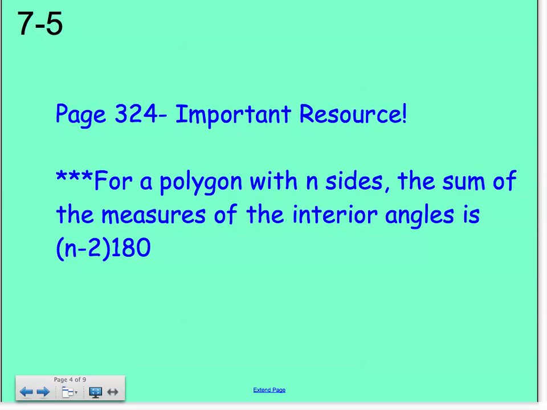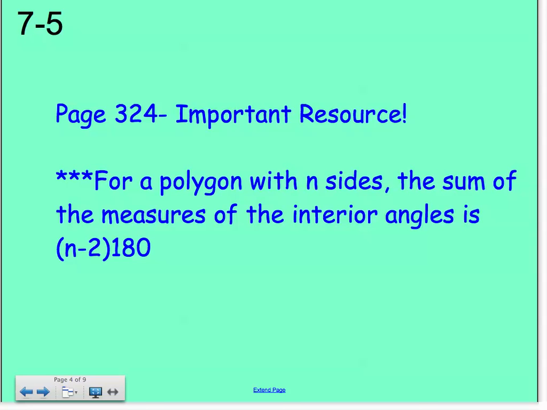Okay, moving on to 7.5, we talked about the sum of the interior angles in polygons. We also were asked to identify polygons. So remember, page 324 is an important resource in your book. It tells you how many sides a hexagon has, or a heptagon, or an octagon. So keep that in mind.